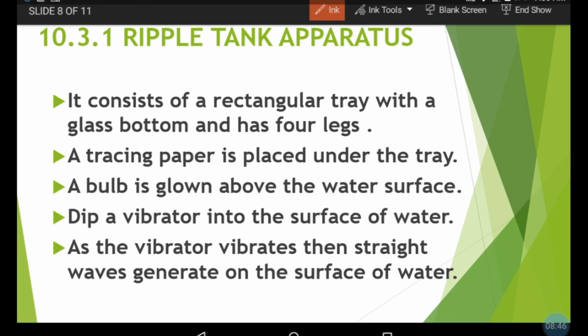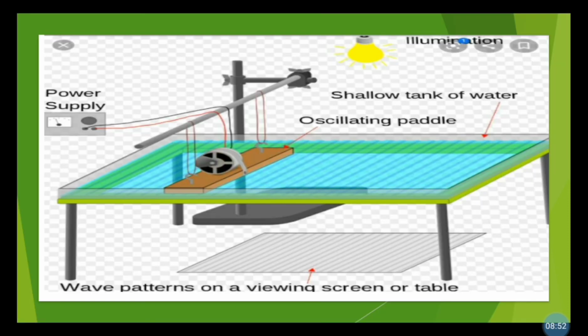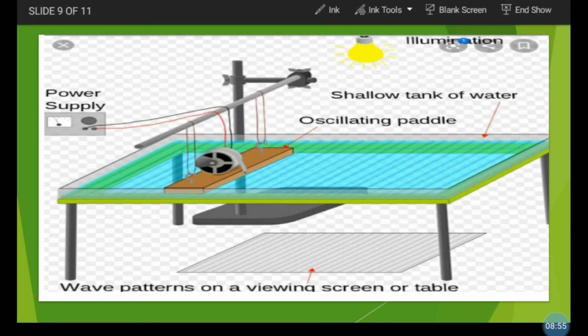Let's see another topic, which is the ripple tank apparatus. A ripple tank is designed to study the properties of waves. Basically, our ripple tank is designed to generate waves on the surface of the water, and it is used to study the properties of the waves.